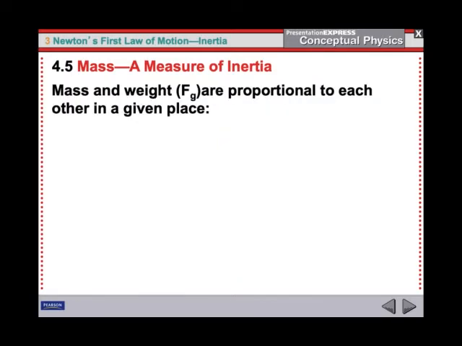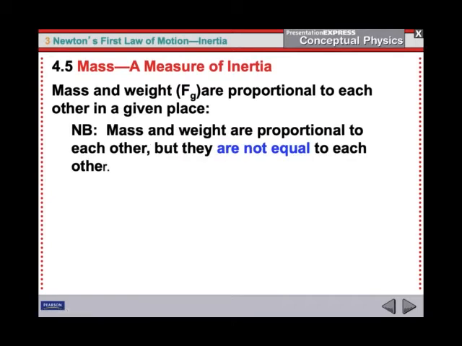Okay, mass and weight, their relationship, and I just wanted to stop and talk about what we're using to represent weight. W doesn't really do it for me. The same way as we used A with a little sub g for acceleration due to gravity because it's a special kind of acceleration, weight is still a force, so it's a special kind of force. So an F, capital F, and a little g, the force due to gravity. Mass and weight are proportional to each other in a given place. They aren't equal to each other.